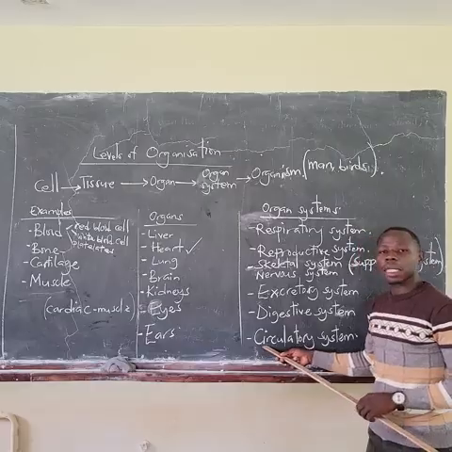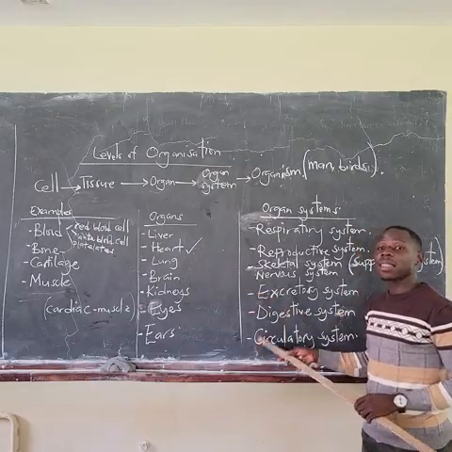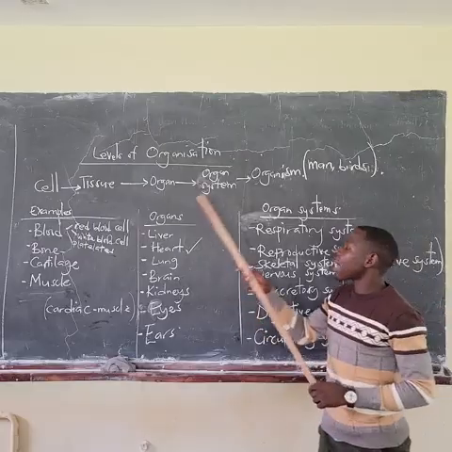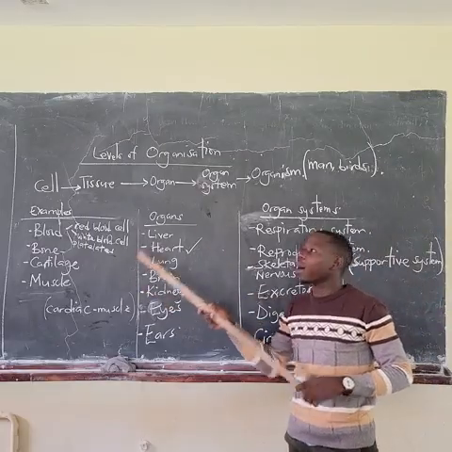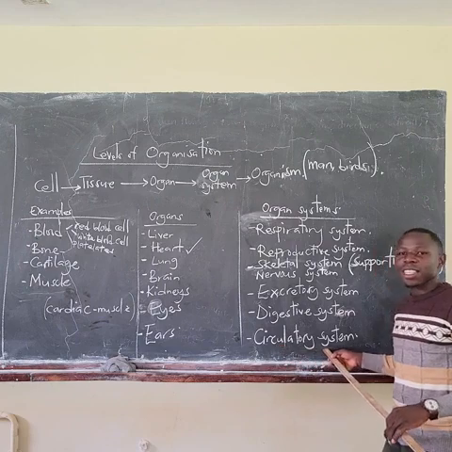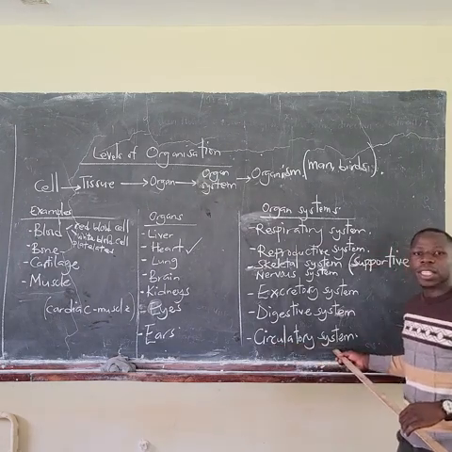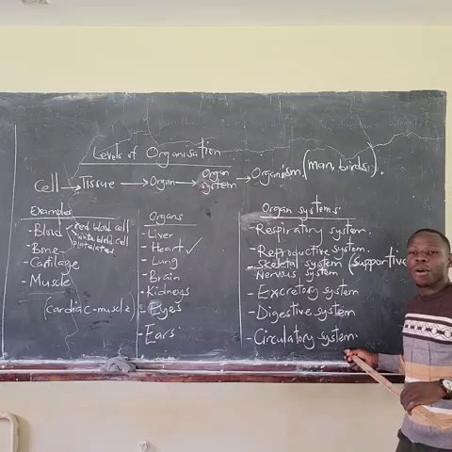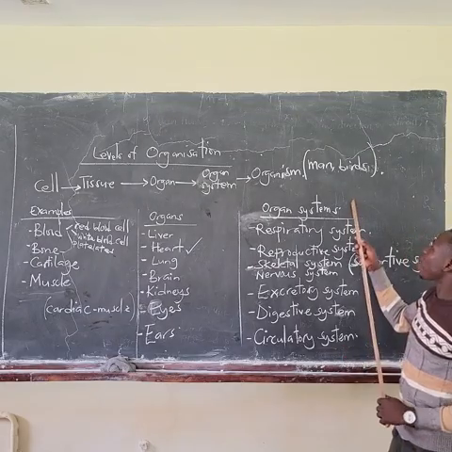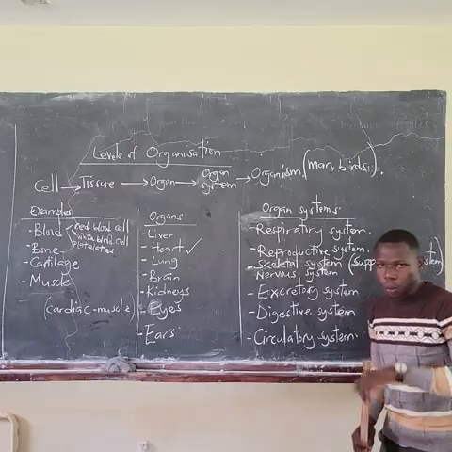It does not form the circulatory system alone, but the heart with other organs that are formed from other tissues, which are formed from other cells, they combine and form what we are calling the circulatory system. And now, a circulatory system is one of the systems that form the body of an organism. For example, man, that's me and you.